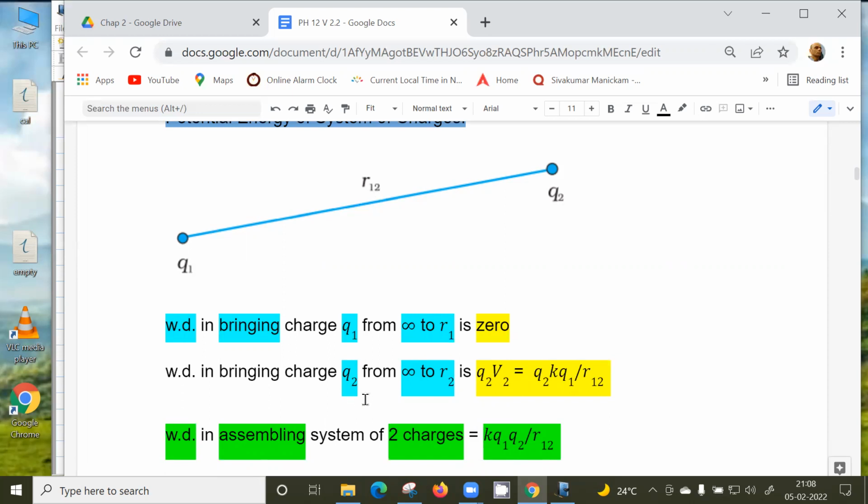So work done in bringing charge Q2 from infinity is Q2 into V2. The work done in bringing a unit positive charge from infinity is the potential difference V. To bring a charge Q2, the work done is Q2 into the potential difference, and the initial potential is 0 because it is at infinity. So the work done in assembling the system is K into Q1 Q2 by R12.